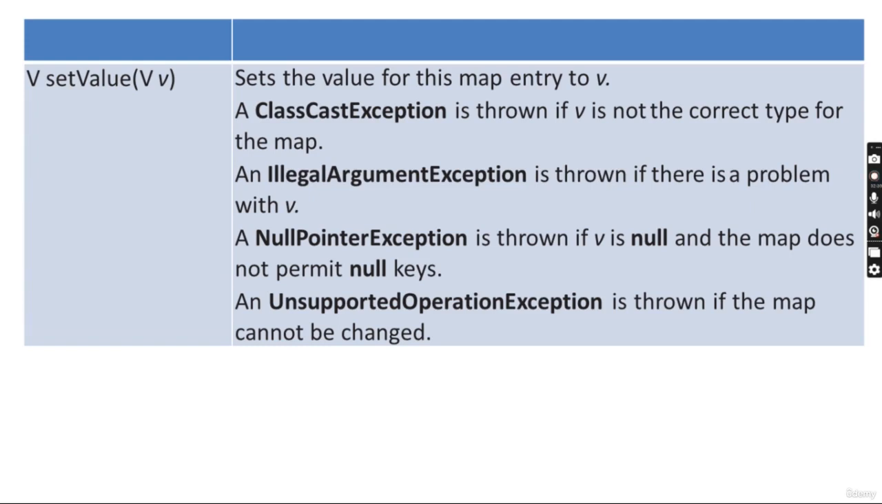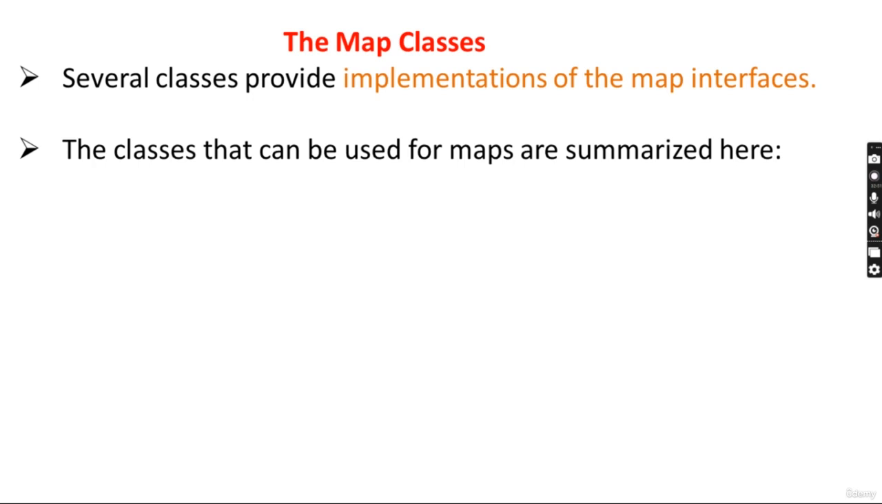V setValue(V v) sets the value for this map entry to v. A ClassCastException is thrown if v is not the correct type for the map. An IllegalArgumentException is thrown if there is a problem with v. A NullPointerException is thrown if v is null and the map does not permit null values. An UnsupportedOperationException is thrown if the map cannot be changed.